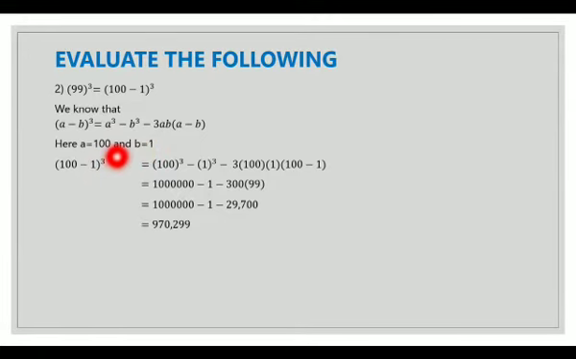So (100 minus 1) the whole cube equals a cube, so 100 cube, minus b cube, 1 cube, minus 3ab, so 100 into 1 in the bracket a minus b, so 100 minus 1. So when we solve, we get 100 cube, so 10 lakh, minus 1 cube, so minus 1, minus 300 in the bracket 100 minus 1, that is 99. Now multiply 10 lakh minus 1 minus 300 into 99, that is 29,700. So when I multiply this, I got 970299.